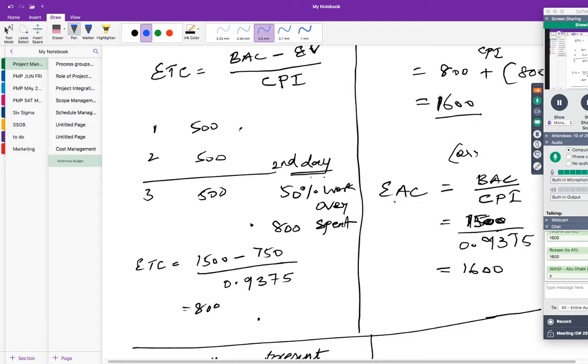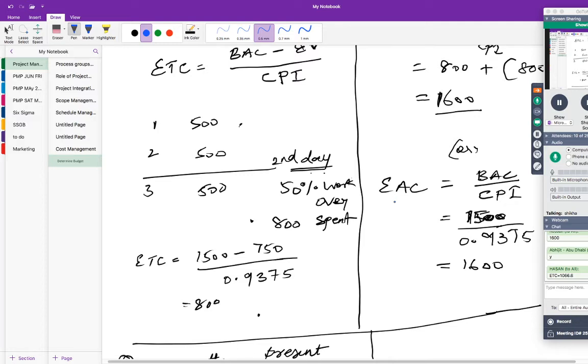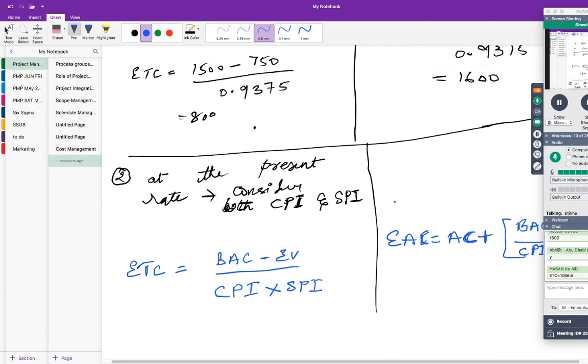Got it? What is the SPI for this problem? SPI is equal to EV by PV. So EV was how much? 750 divided by PV, which was 1000. Correct? So can you give me SPI, Hassan?